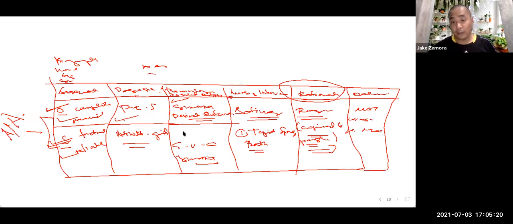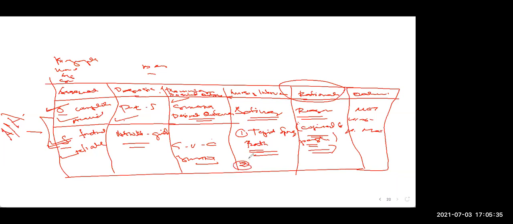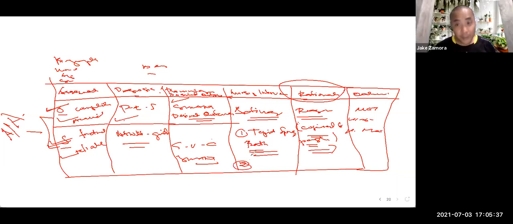Now, kailangan ko bang i-copy yun? Kailangan mo pa i-copy yun? Ms. Guillermo? Or kaya mo nang isulat siya kahit hindi ka tumitingin sa saan mang libro? Kaya nang isulat, sir. Di ba? So you don't need to copy.